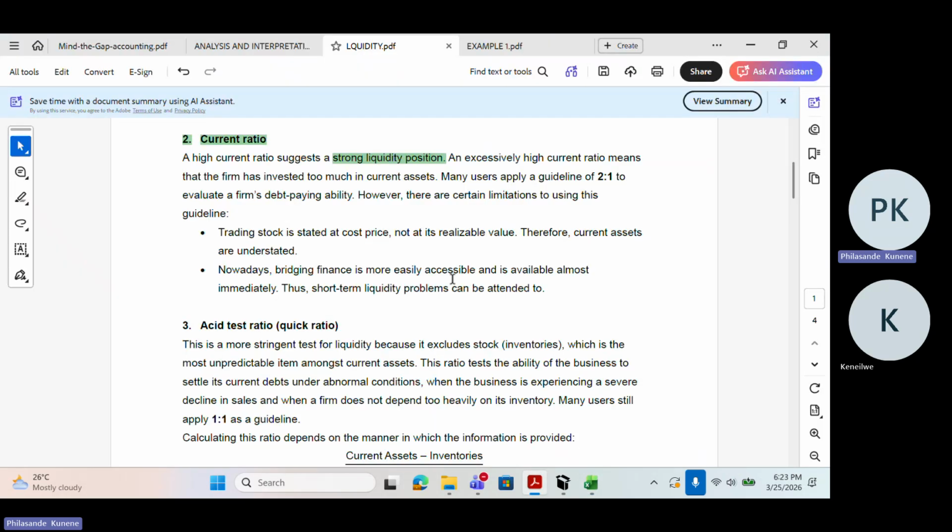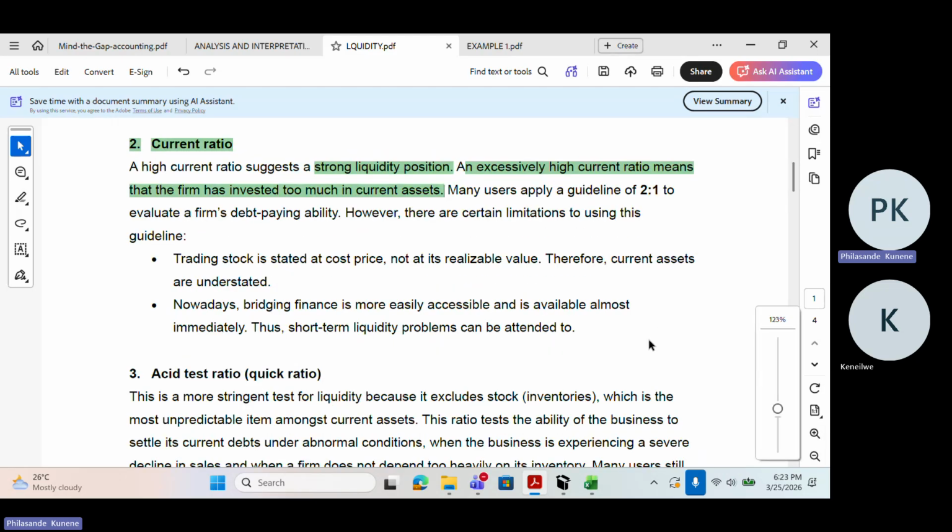But there are some important details that we need to understand under current ratio. They're saying here, a high current ratio suggests a strong liquidity position. An excessively high current ratio means that the firm has invested too much in current assets, which is also not good. We understand that current assets should be above our current liabilities, right? It has to be above so that we have a strong liquidity position. However, an excessively high current ratio is no longer a good thing as well.